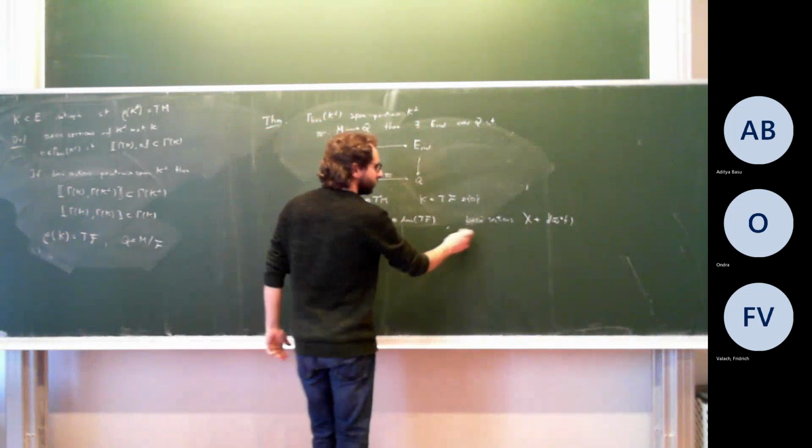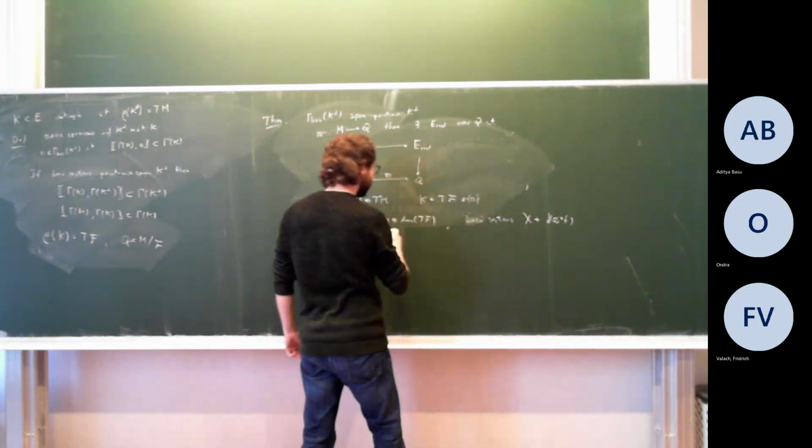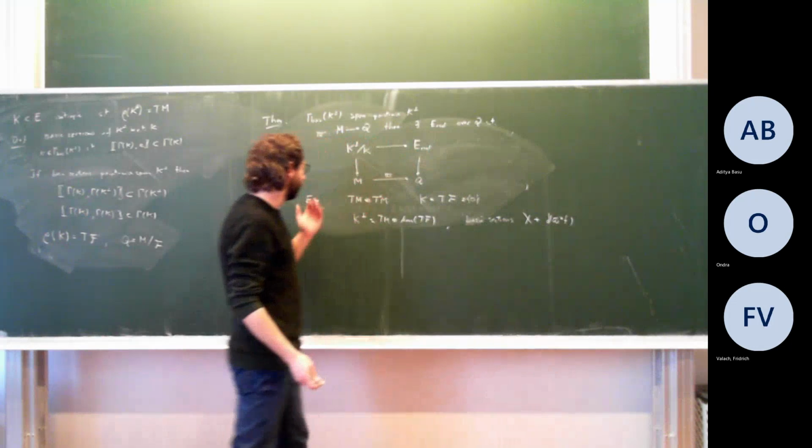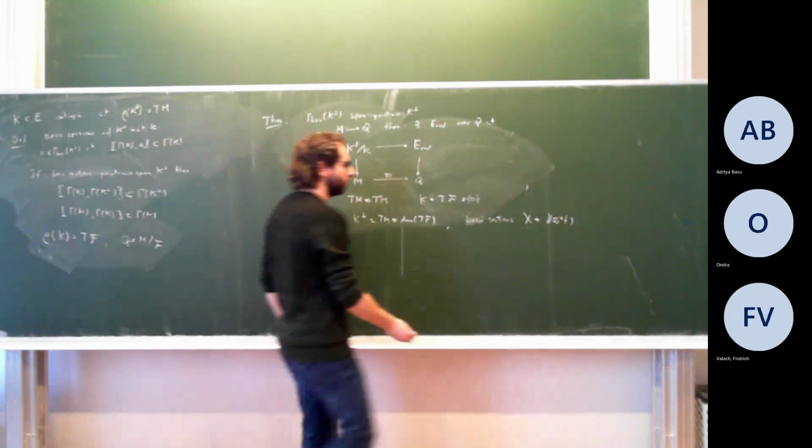So this is how the basic section works. This is a projectable vector field with respect to the foliation, and the annihilator is going to be spanned by pullback of functions from the base.